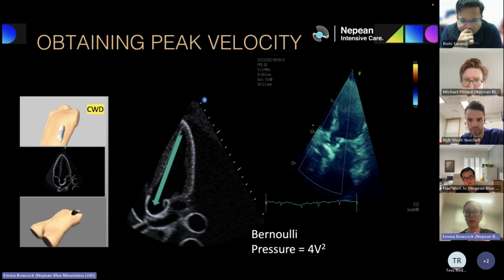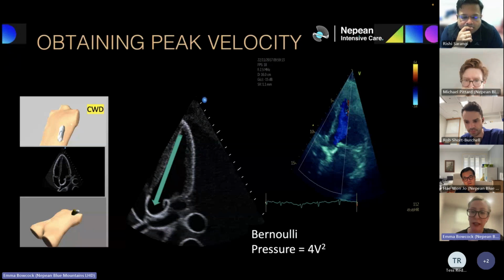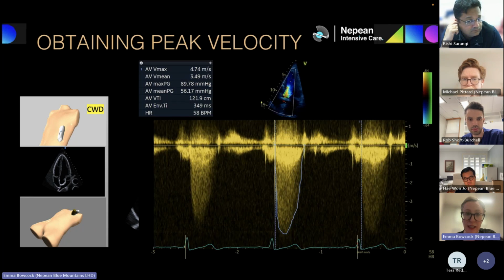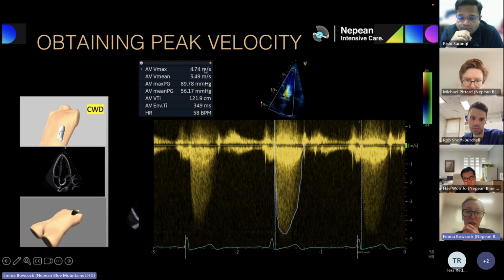Yes, so whether it's your apical 5, which is what we're in now, pop color on that, because you want to line up your jet with the flow, the insonation beam. Drop your continuous wave Doppler through that, lining up as best you can, and of course the modified Bernoulli equation: 4v squared. You're going to get your Vmax, so 4.7. Square that times 4, that will give you your peak pressure, and then it also gives you your mean pressure here as well.